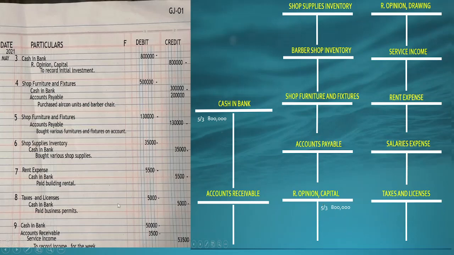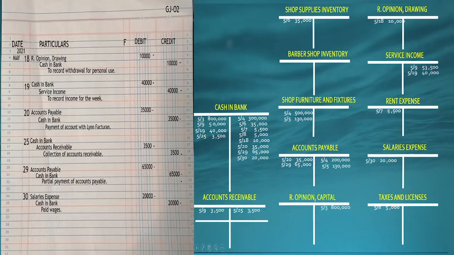Alright? Let's move on. May 4. Shop Furniture and Fixtures. So this is the account. Since it is debited, you post it in the debit side. Let's continue. Cash in bank, credit. So go to cash in bank, credit side. Accounts payable, credit. Go to accounts payable, credit side. And the rest will just follow. Okay, so this must be the picture. Alright.